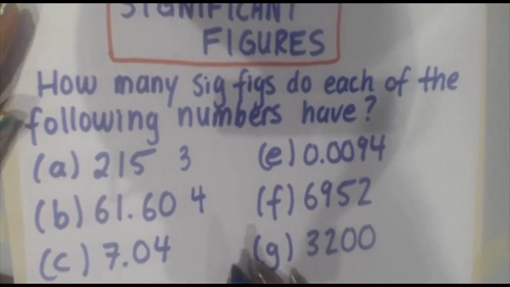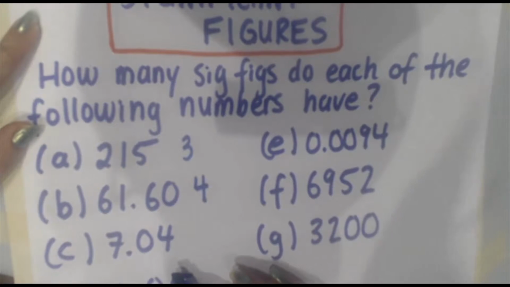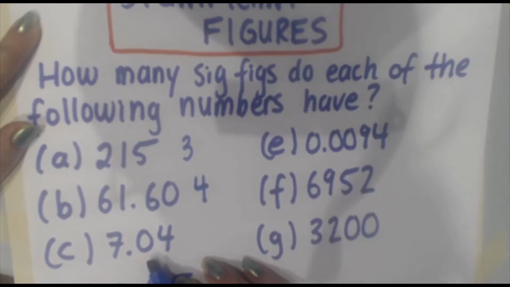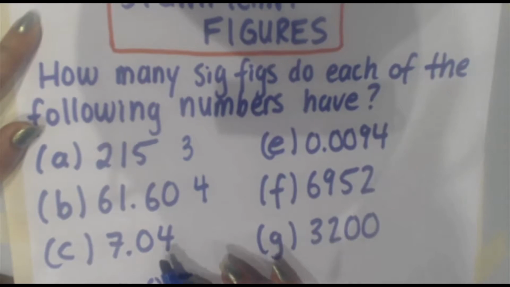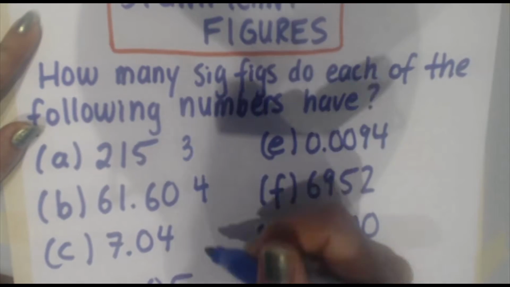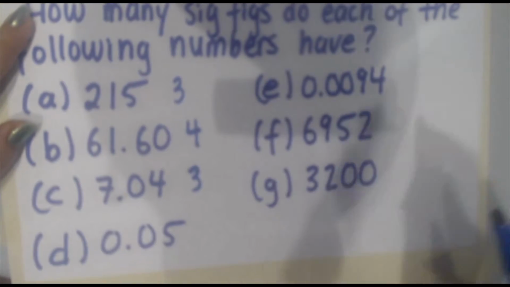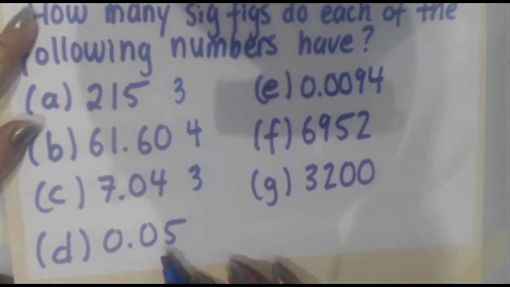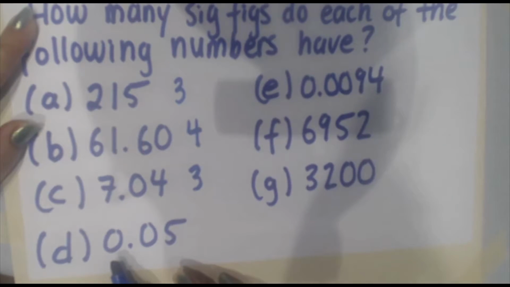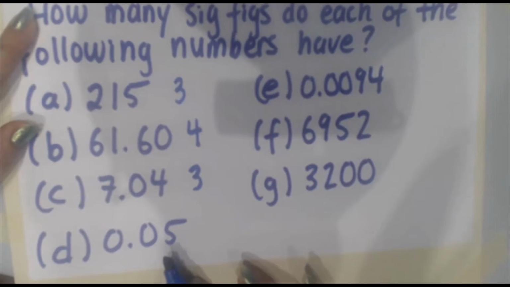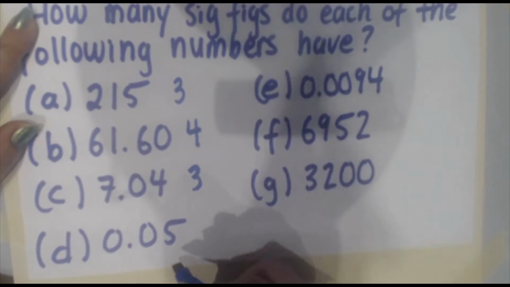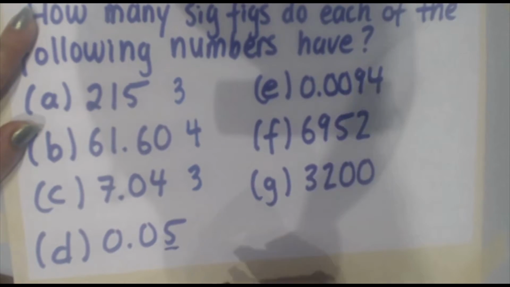In part C, 7.04, this is another rule. Whenever you have the 0 sandwiched in between two non-zero numbers, this 0 also becomes significant, giving this a sig fig count of 3. In part D, 0.05, this is where it gets a little bit different. The two zeros preceding the 5 are actually just placeholders. They do not contribute to the certainty of the measurement. So in fact, there is only one significant figure here.